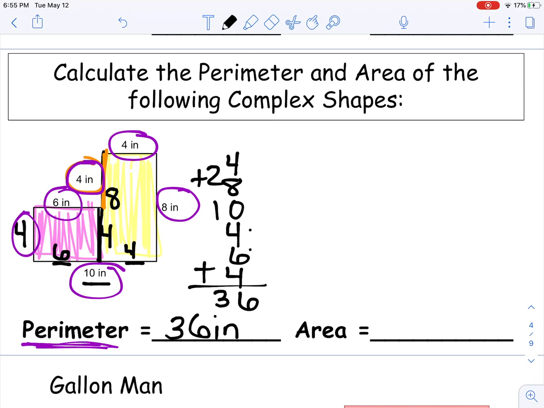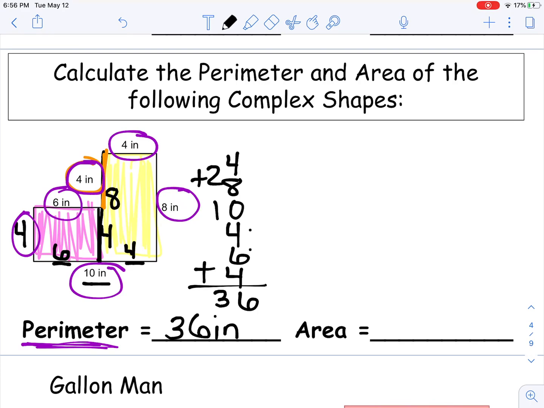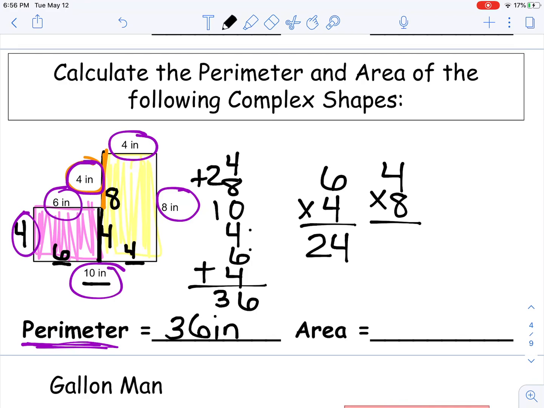Now, area is a little different. When you have a complex shape, you are going to get multiple amounts that you have to put together, add them together. So I need to find the area of my pink rectangle using the length and the width, and my yellow rectangle using the length and the width. If I look at my pink one, I see that it has a length of 6 and a width of 4. So I'm going to do 6 times 4 is 24. My yellow one, I see a length of 4 and a width of 8. So I'm going to do 4 times 8, which is going to give me 32.